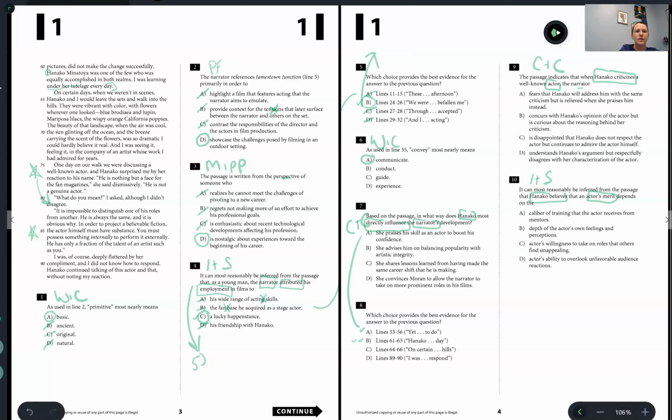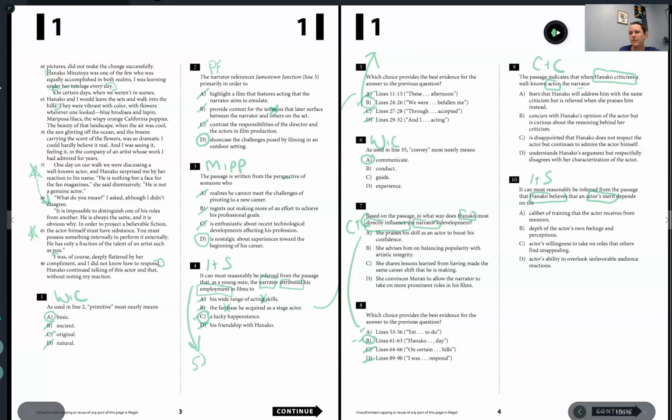64 through 66. On certain days, when we weren't in scenes, Hanako and I would leave the sets and walk into the hills. That doesn't show how she's directly affecting his development, so we'll get rid of C. 89 through 90. I was, of course, deeply flattered by her compliment, and I did not know how to respond. That's nice, but it doesn't show how he developed. So B is our answer, that he was learning under her tutelage.